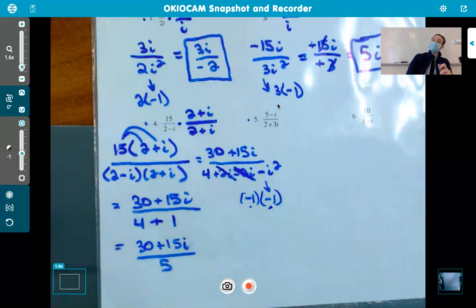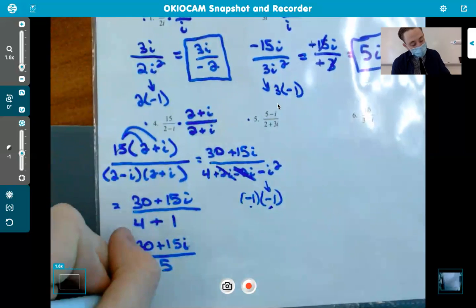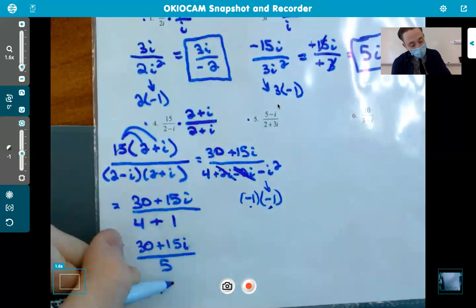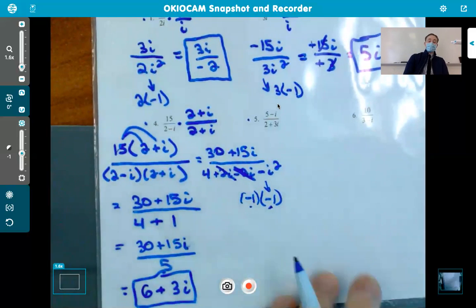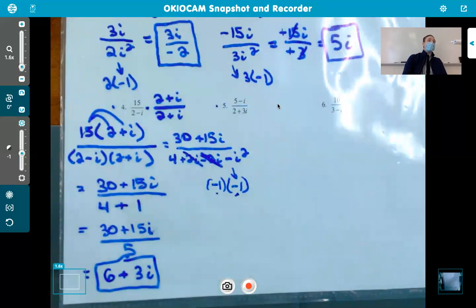Exactly. So good insight. So I have 30 plus 15i all over 5. Notice that 5 goes into each of those terms evenly, right? So I would do 30 divided by 5, which gives me the 6. 15i divided by 5 gives me the 3i. I can't combine those, but this is my most simplified form of that original expression there. Any questions about what I did here?